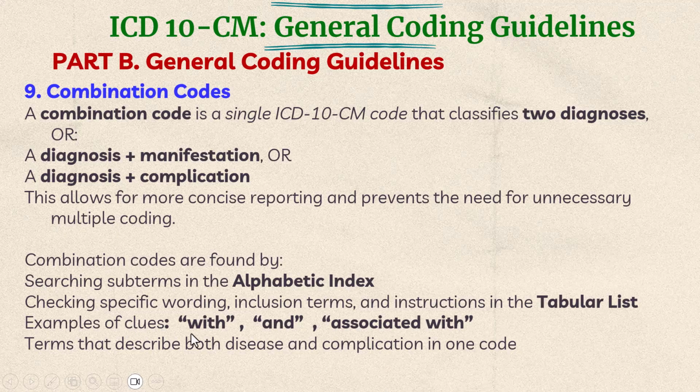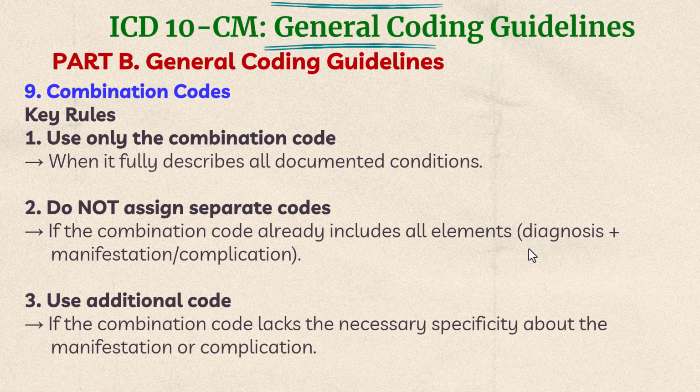Examples of clues are with, and, or associated with. The terms that describe both disease and complication in one code are these: with, and associated with. So here some key rules are available. When it fully describes all documented conditions, use only the single combination code. If the combination code already includes all elements, that is diagnosis plus manifestation or complication, do not assign separate codes. If the combination code lacks necessary specificity about the manifestation or complication, then you have to use additional codes.